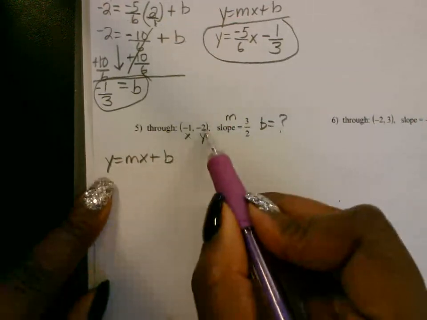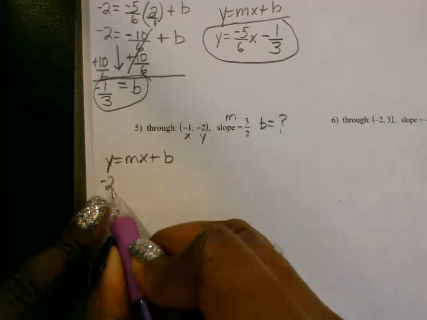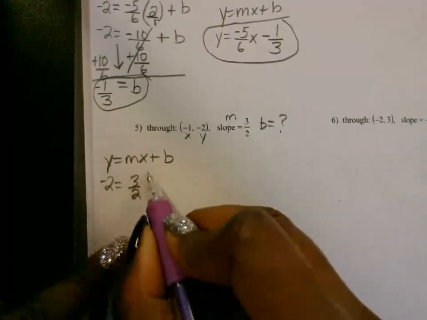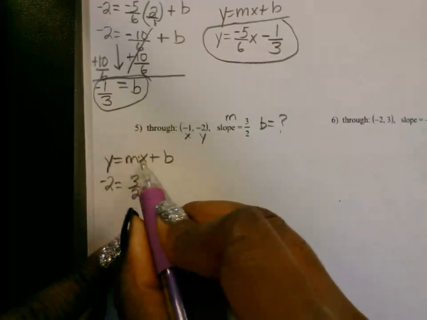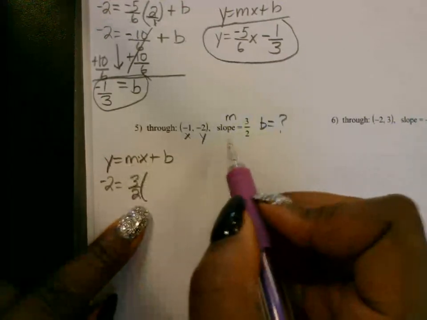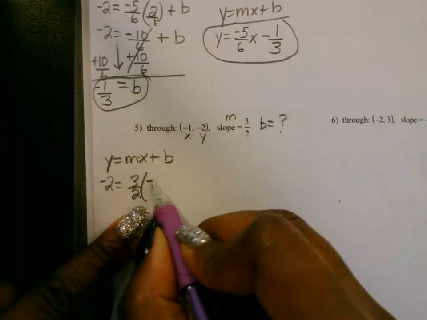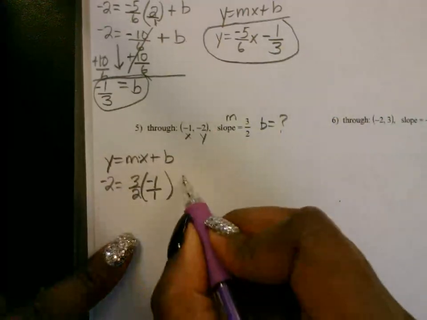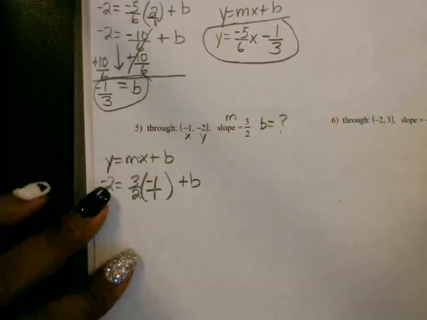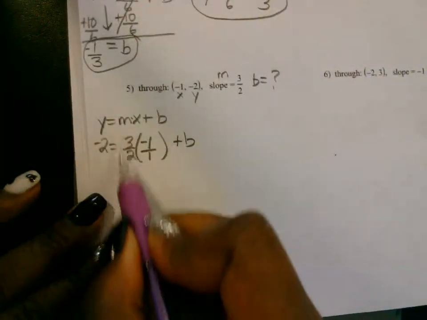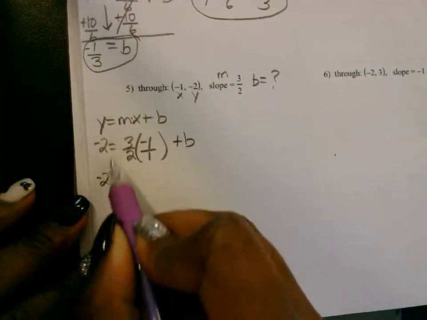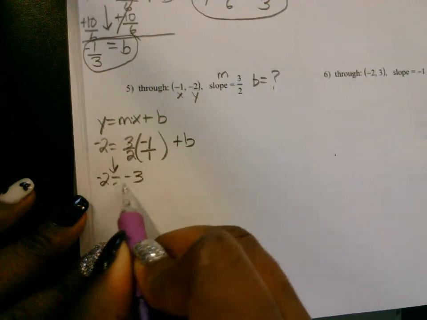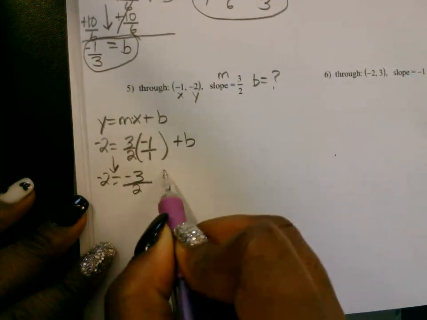I'm given a Y coordinate, that's negative 2. I'm given the M, that's 3/2, times, remember this is multiplication between M and X. I'm given X, which is a negative 1. All right. It has a fraction, remember, by putting a 1 under it. Plus B, bring it down. First step, multiply. Okay, so when I multiply, I get a negative 3 on the top, and I get a positive 2 on the bottom.